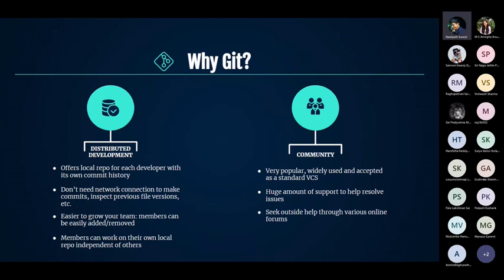And lastly, the community. Git has a very strong community. It's very popular and it's accepted as a standard, like a gold standard for VCS, by the majority of developers in the community. And as such, it has a huge amount of support for any issues you'd like to solve or help you need to fix something. And you can even seek outside help through various online forums dedicated just to Git.